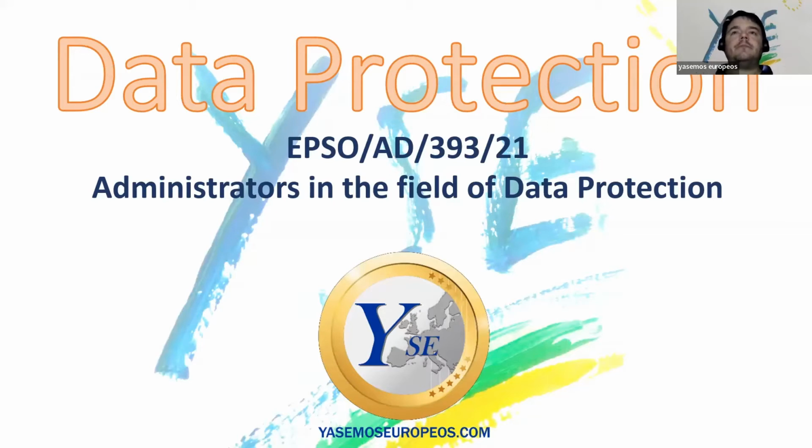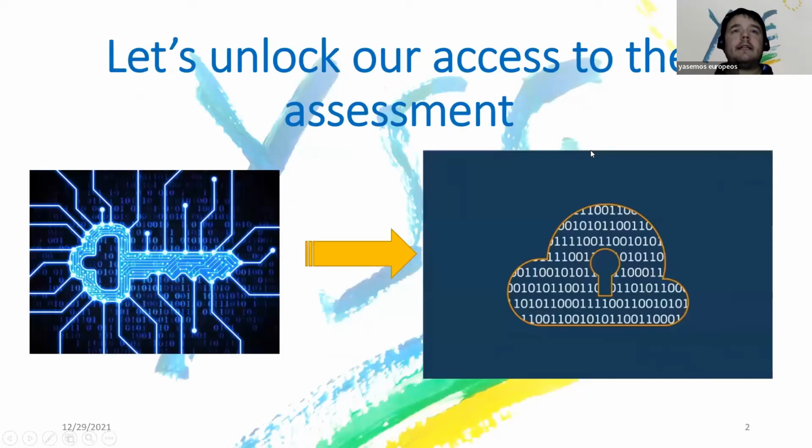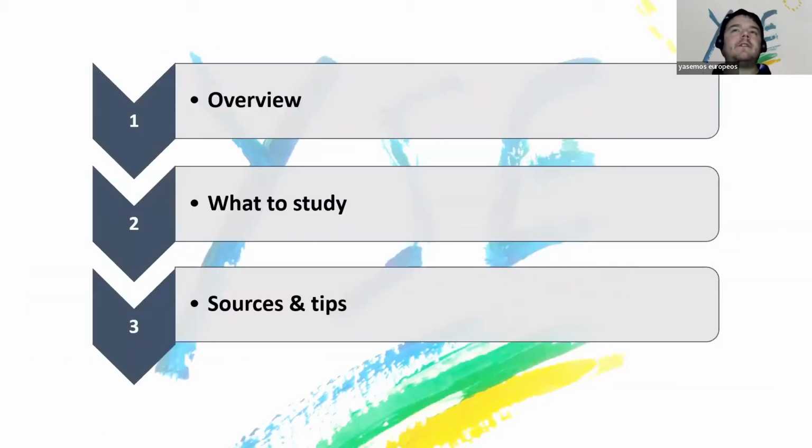Let's see how we are going to plan it. The idea is to unlock our access to the assessment. We need to pass this test to get into the next steps. First of all, with an initial overview, we want to see what this competition is about and what elements we should bear in mind in order to prepare accordingly. It's always good to know the context we are moving through. Second, what to study: the elements and considerations based on the notice of competition that we should study. And third, sources and tips. Where can I find information? Where can I get all the inputs I need to study for the exam?